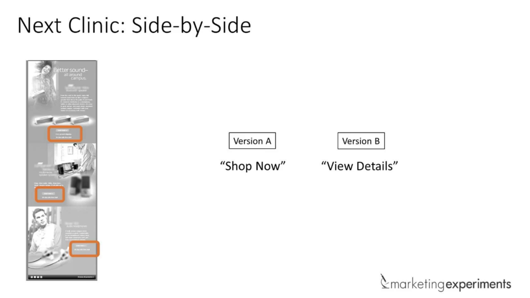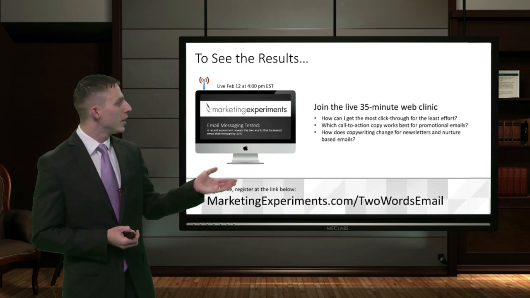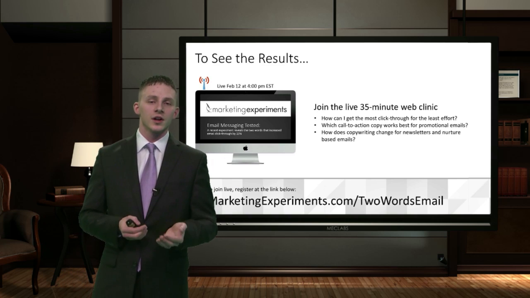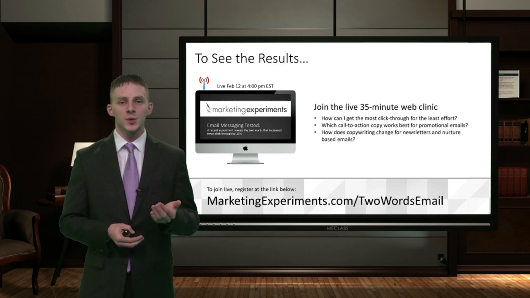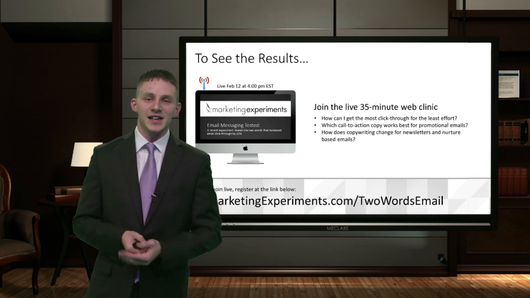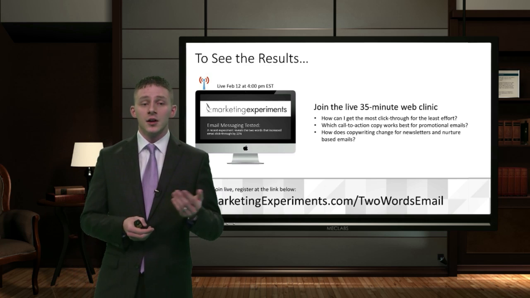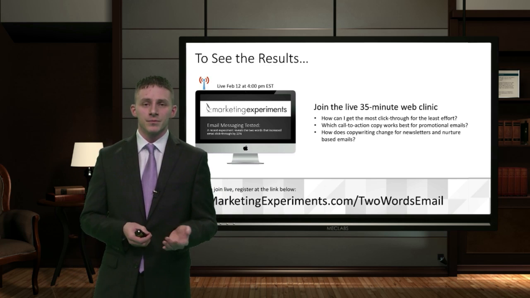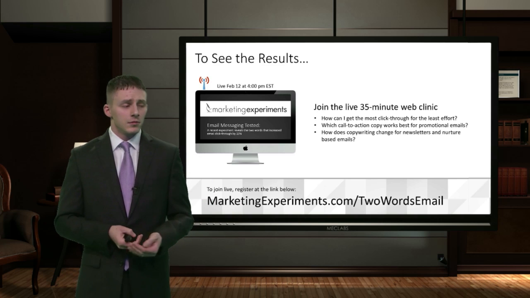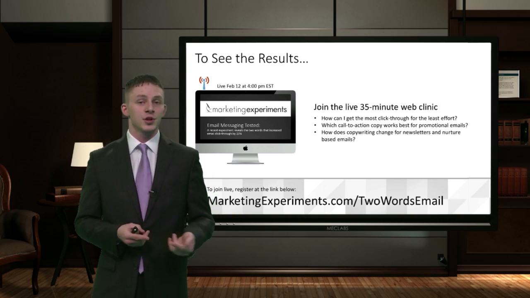Well, we'll reveal that to you live next week. Or actually not next week, in about, I think it's a couple weeks. February 12 at 4 p.m. Eastern time, we're going to reveal to you the answer to that, as well as answers to some of the common questions we get relative to this kind of testing, i.e., how can I get the most click-through for the least amount of effort in the body of an email? Which call to action copy works for promotional emails? Which is the best? And then finally, I get this question a lot. How is it different for newsletters and maybe nurture campaigns, nurture drip campaigns?